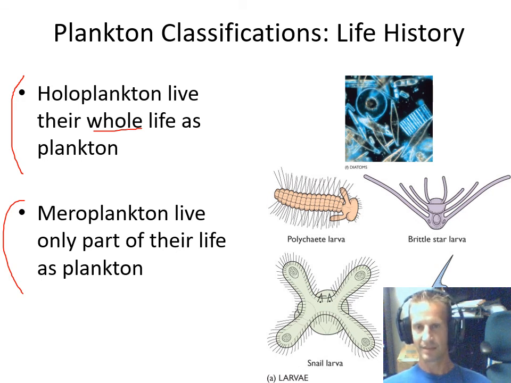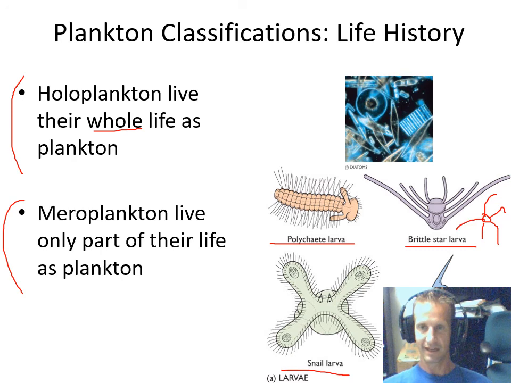But the examples that I have on the slide here are merozooplankton, animal plankton that have planktonic larvae that are non-planktonic adults. So polychaete is a type of worm that usually lives a benthic lifestyle as adults, so they'll live down in the mud when they're adults, but as plankton, they're larvae drifting around. Brittle stars are sea stars with spindly arms as adults, but they're even weirder looking microscopic larvae as juveniles.